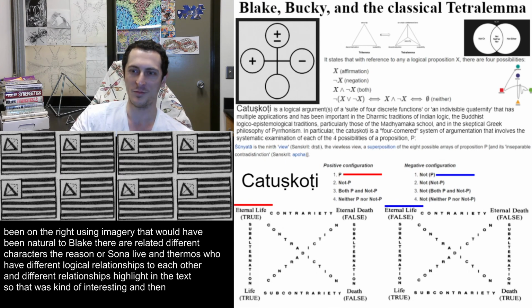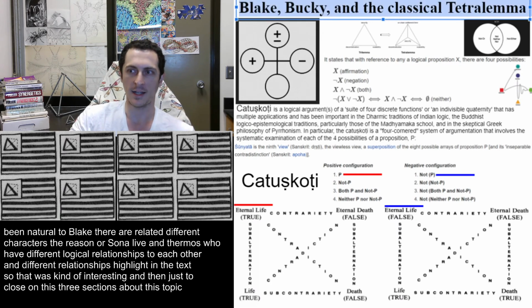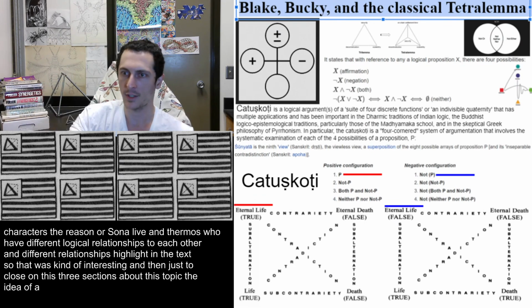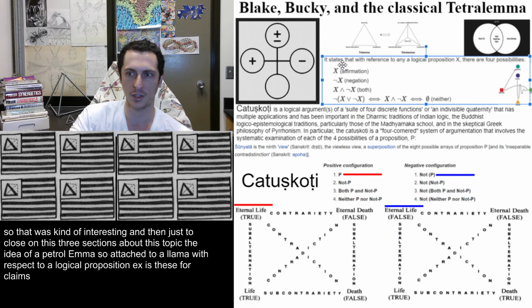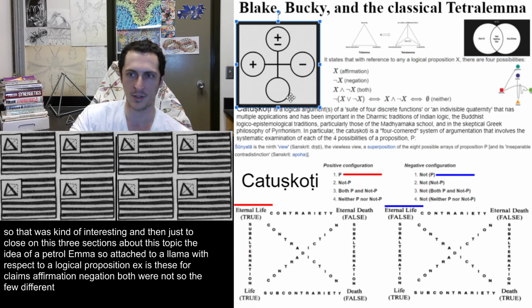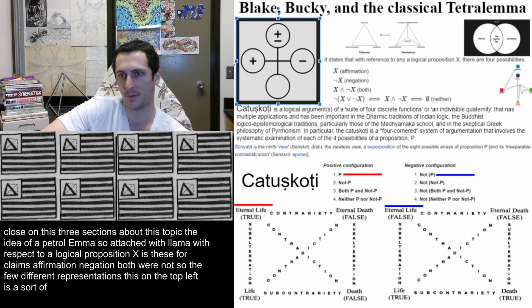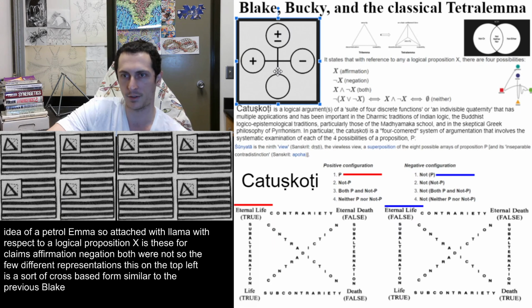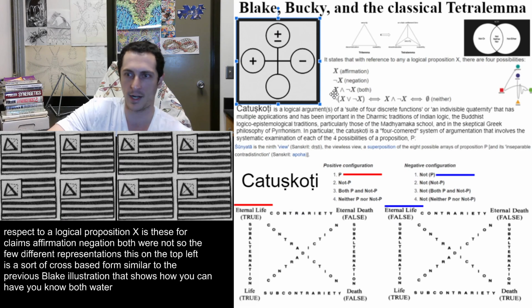And then just to close on this, 3 sections about this topic, the idea of a tetralemma. So a tetralemma with respect to a logical proposition X is these 4 claims: affirmation, negation, both, or neither. So there's a few different representations. This on the top left is a sort of cross-based form, similar to the previous Blake illustration, that shows how you can have both, one or the other, or neither.